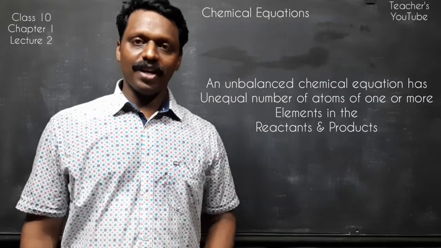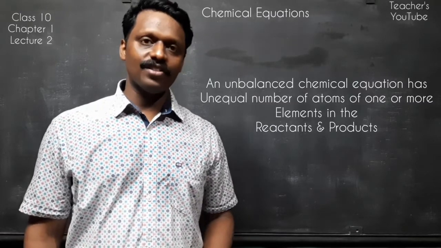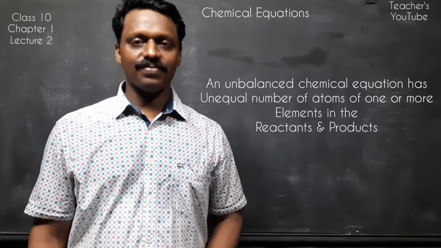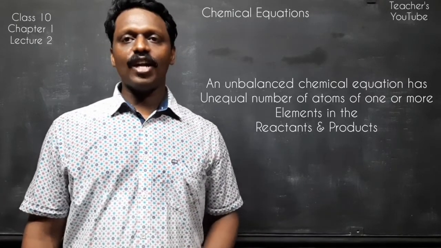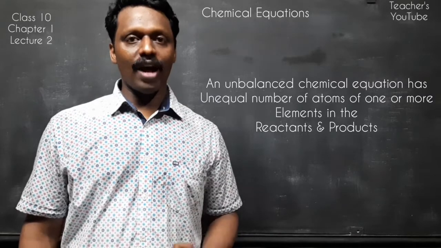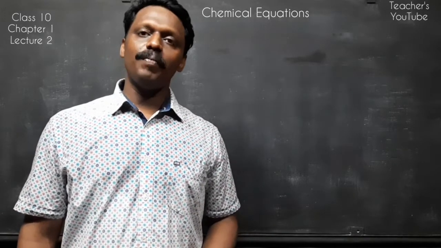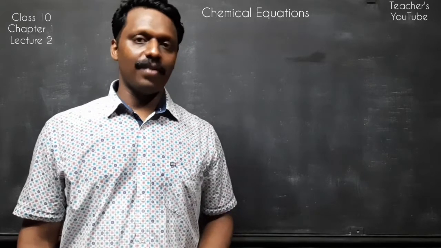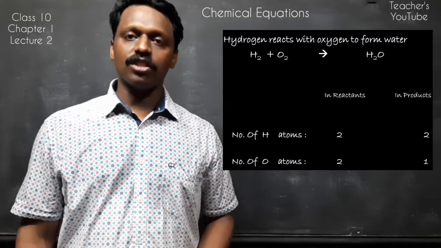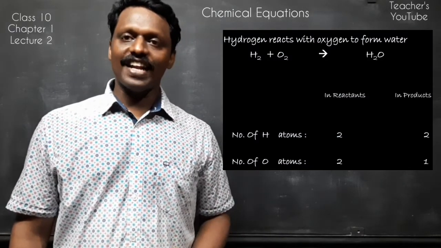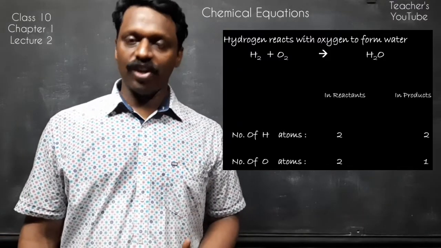An unbalanced chemical equation has an unequal number of atoms of one or more elements in the reactants and products. In other words, an unbalanced equation has an unequal number of atoms of one or more elements on its two sides. This point will become more clear from this example. Hydrogen reacts with oxygen to form water. This reaction can be written in an equation form as H2 plus O2 gives H2O.